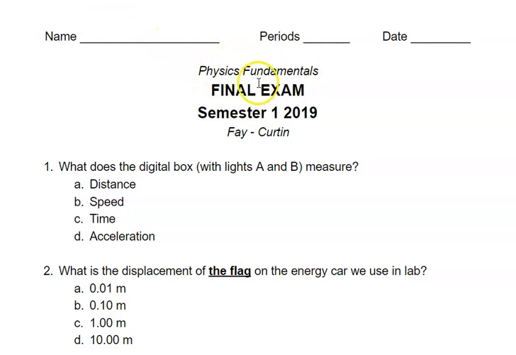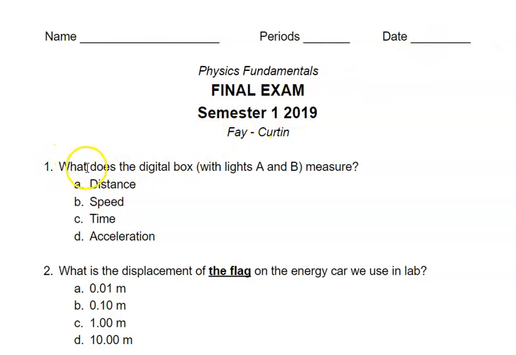Physics Fundamentals Final Exam, Semester 1, 2019. Fay and Curtin. Please put your name on the blank here and the period that you have your science class here. Today's date goes here.